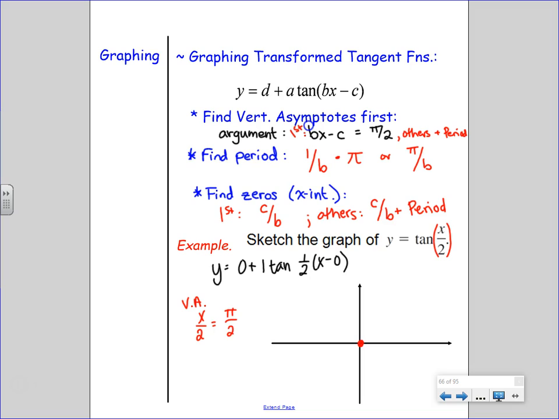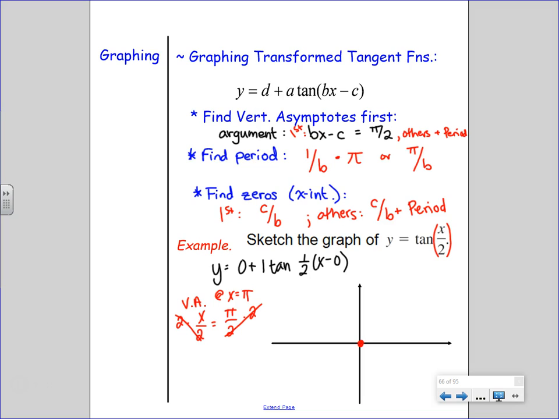Tangent of 0 is 0, so he's okay. Maybe times 2? What does x equal? Pi. Okay, so I'm going to have a vertical asymptote at x equals pi. Could you have just figured it out? Because it has to equal pi over 2 and x over 2. Yeah, you could think of that, and it has to be pi. That's just a good shortcut.